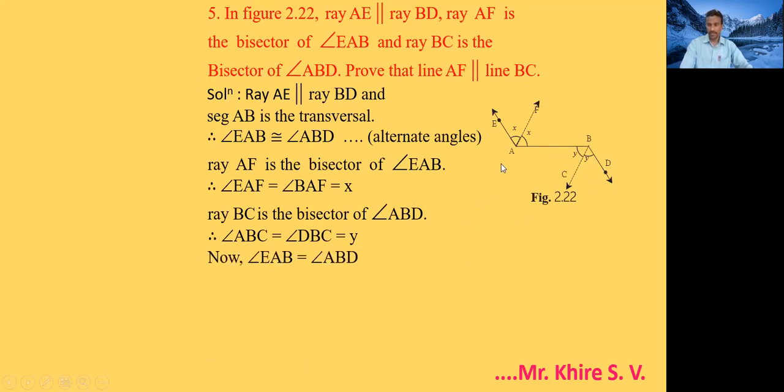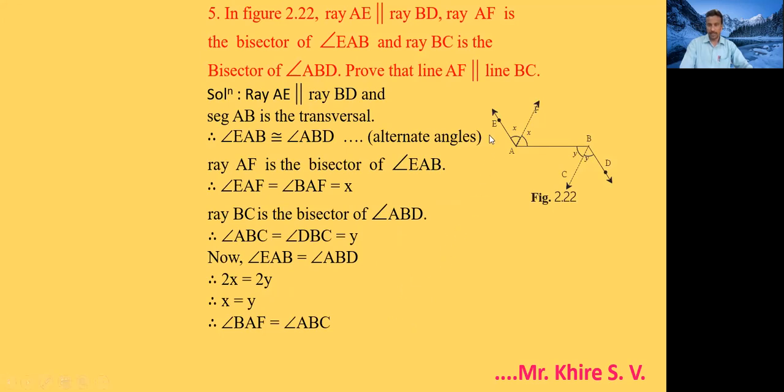Now, angle EAB is equal to angle ABD. Alternate angles are there, therefore they are equal. Now x plus x is 2x and y plus y is 2y. Angle EAB is 2x and angle ABD is 2y. Therefore, 2x is equal to 2y. Dividing both sides by 2, we get x is equal to y.